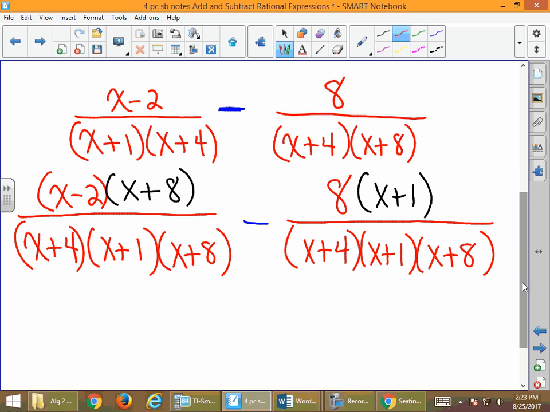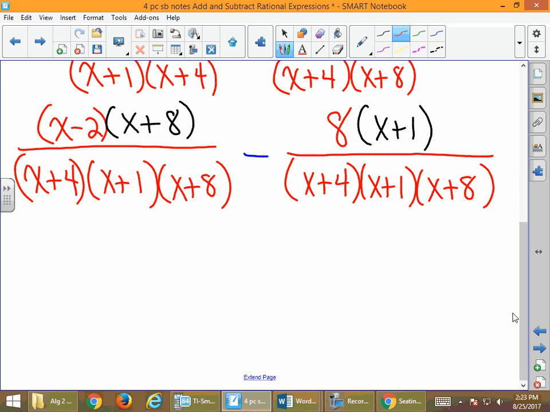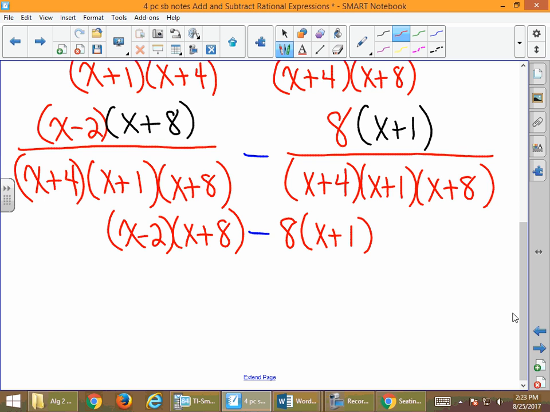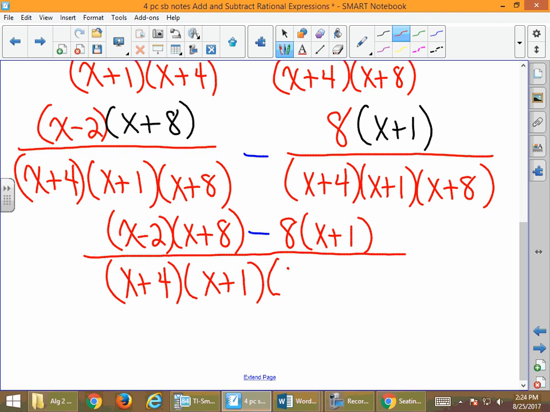And I don't think that it's as big a deal, but I am going to write one extra step on this problem that I don't typically write in the addition problems. Because we need to be very, very careful with this blue sign here. But this is going to be x minus 2 times x plus 8, which we're going to have to FOIL here in a minute, minus 8 times x plus 1, all divided by x plus 4 times x plus 1 times x plus 8.